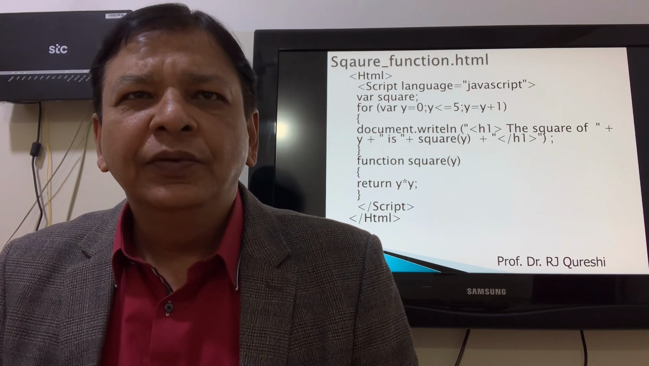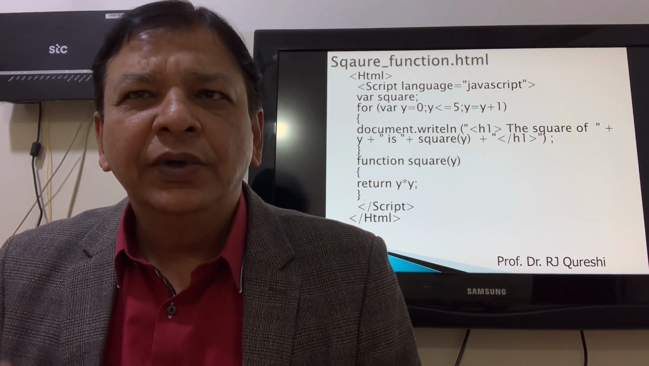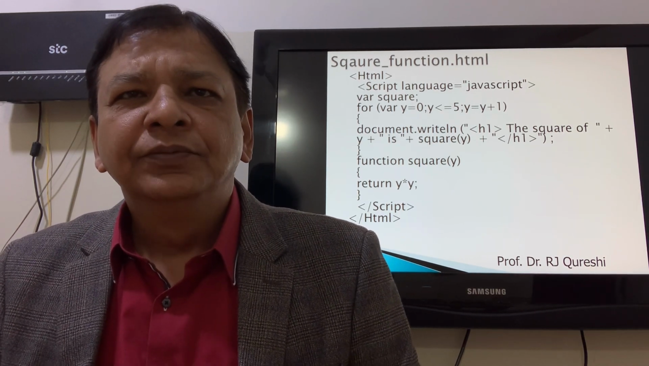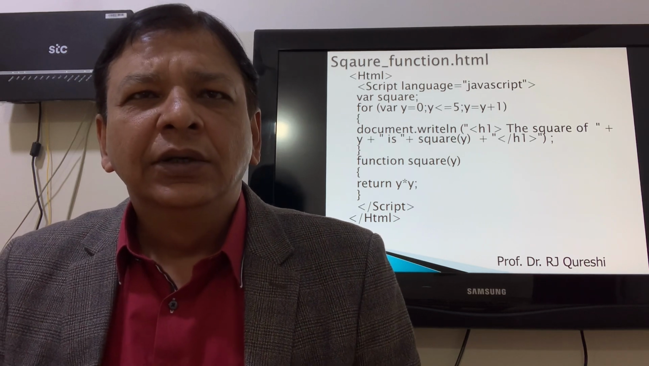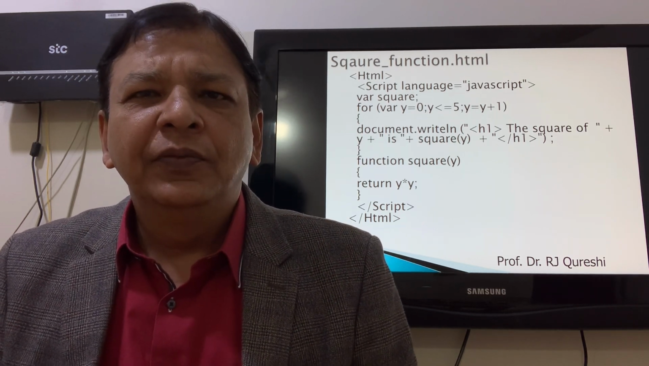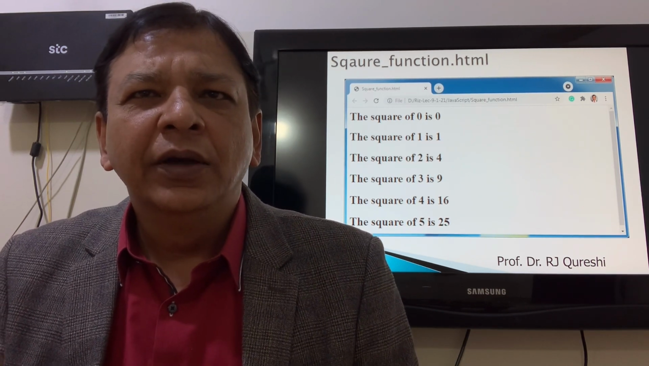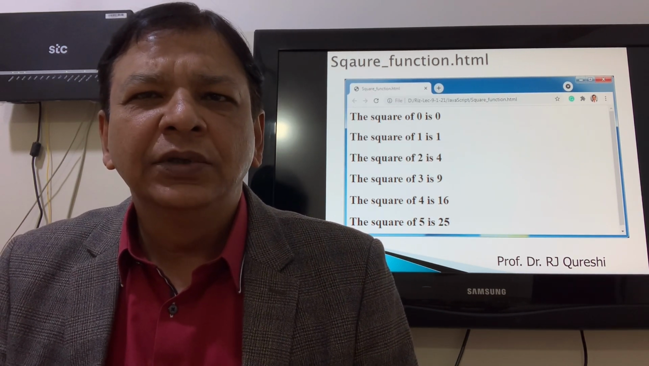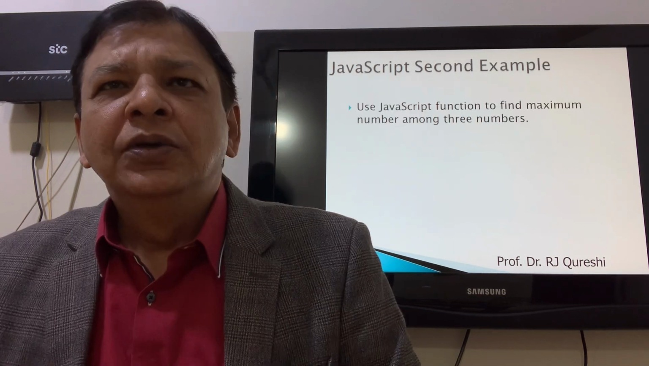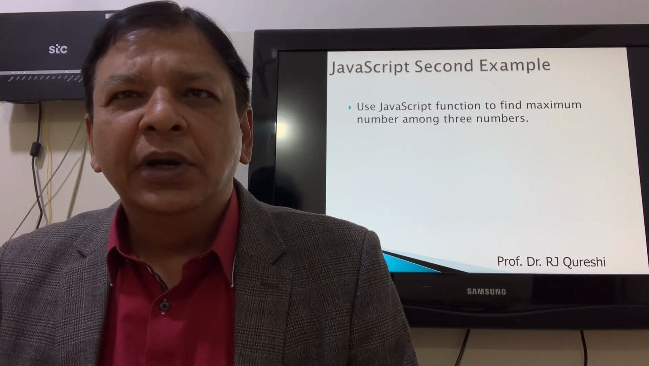document.writeln the square of y. The function square(y) returns y times y. We close the function, we close the script, we close the HTML. Square of 0 is 0, square of 1 is 1, 2 is 4, 3 is 9, 4 is 16, 5 is 25.